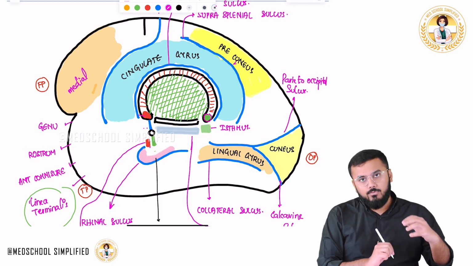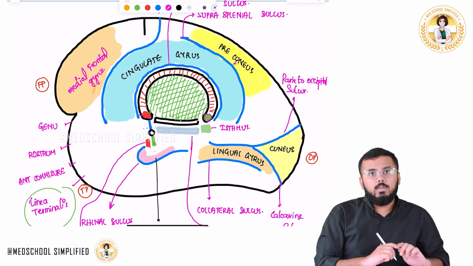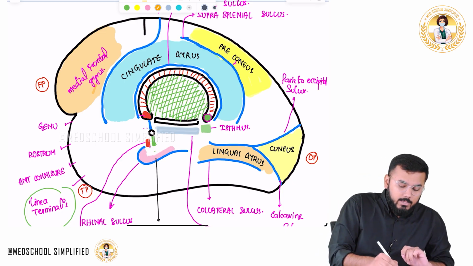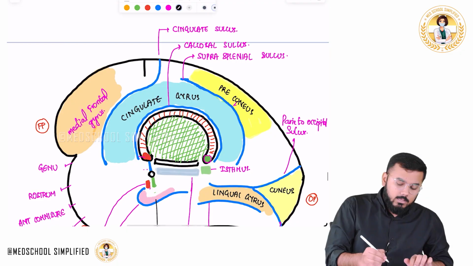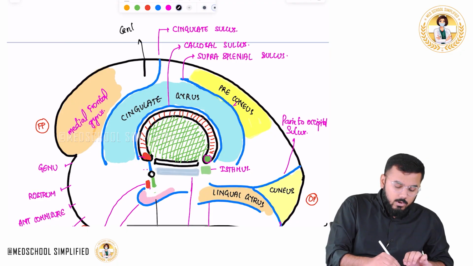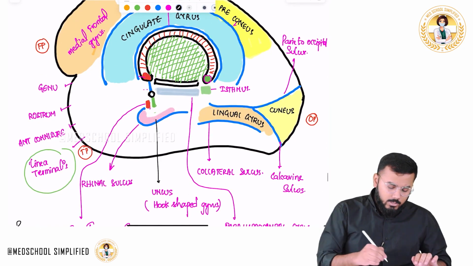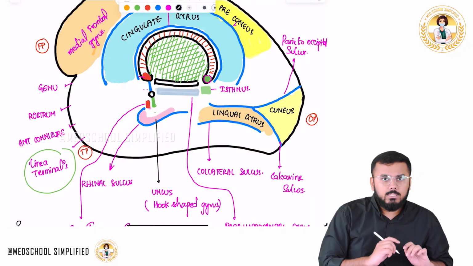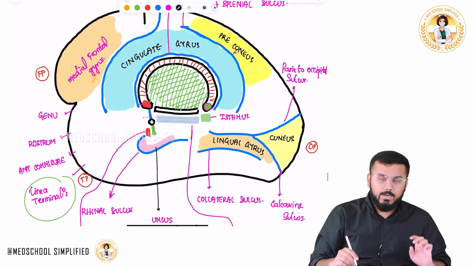This gyrus is present in the frontal region, so you have to call it the medial frontal gyrus. Next, the last important gyrus which you need to know: this black one over here is your central sulcus. Anything surrounding is called para. Here we have also drawn something called the linea terminalis. Anything surrounding is called para, which is why you have written it as paraterminal gyrus.